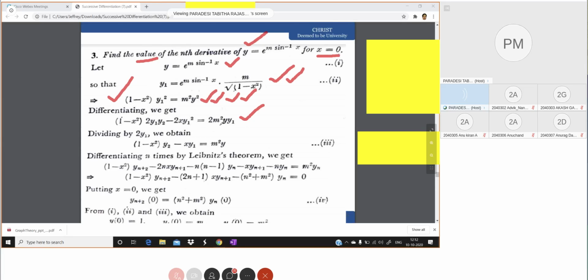Square is a constant. Derivative of y square is 2 into y into derivative of y, which is y1. So this is what we get. Quickly confirm.